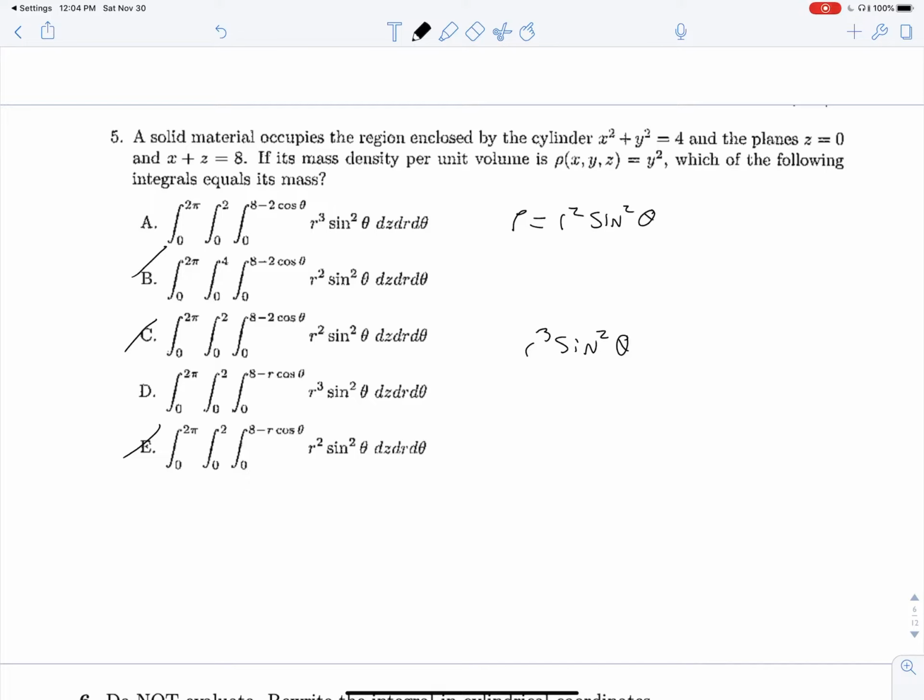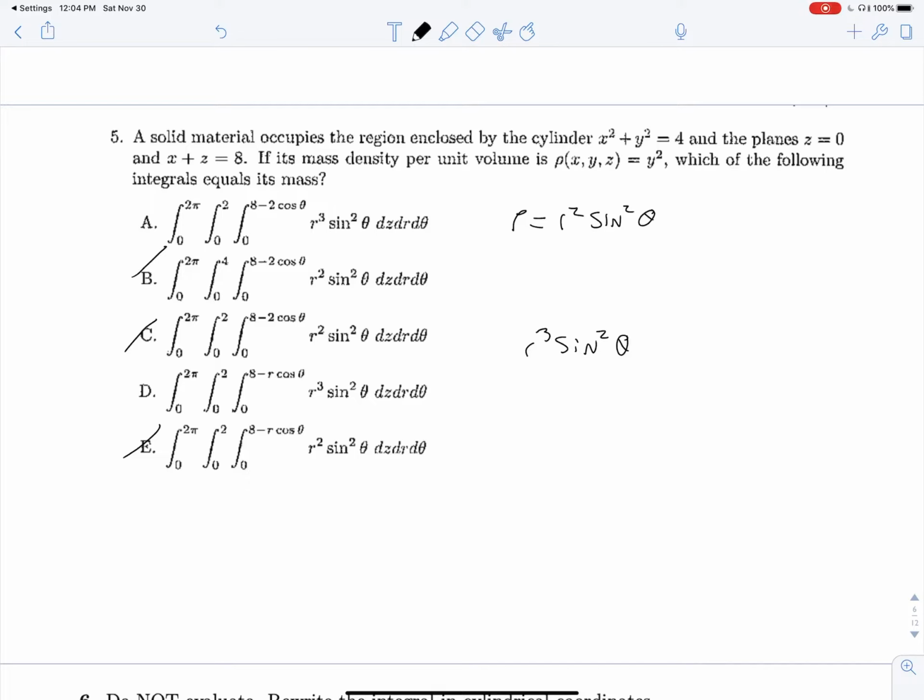so we're already down to a 50-50 here. And okay, let's figure out our bounds on z. We're bounded by z equals 0 on the bottom, and this thing in terms of z on the top, this will just be z equals 8 minus x, or z equals 8 minus r cosine theta, which we only see in answer choice D, which is our correct answer.